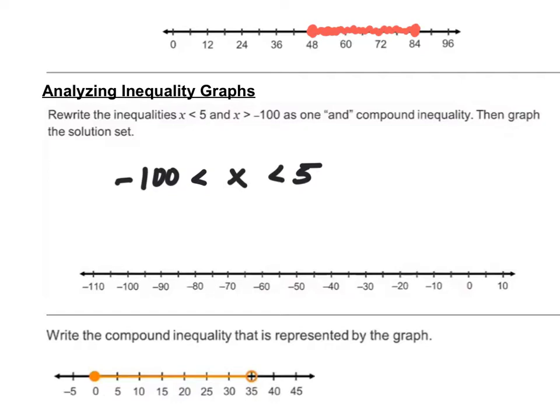So if I come down to negative 100 and put a circle here, and then put a circle at 5, all my values for x are in between negative 100 and positive 5.